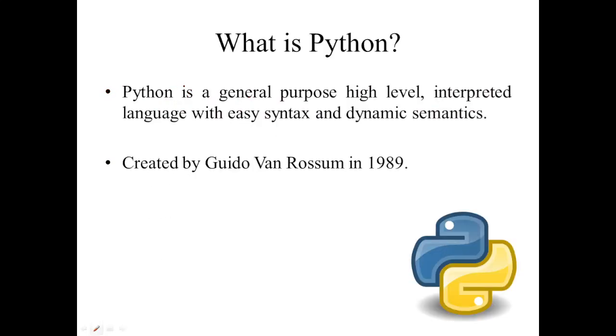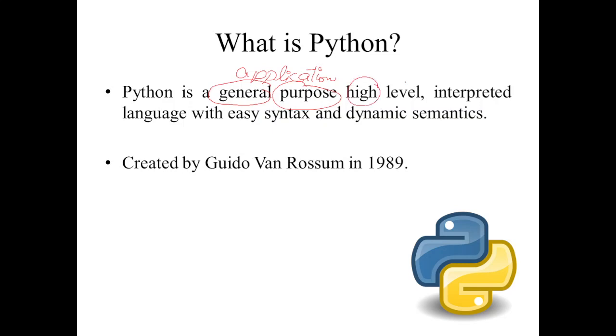First of all, what is Python? Python is a general purpose high level language. General purpose means it can be used for any purpose and for any application. For example, if you want to develop a website or a game or you want to manage the data in the field of data science, then you can use this language.